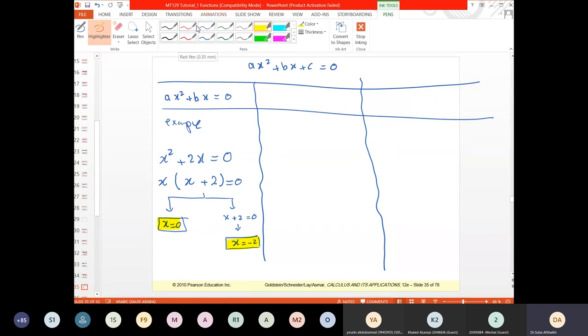The second case is when b equals 0. It will be like ax squared plus c equal to 0. Here I zeroed the c, here I zeroed the b.